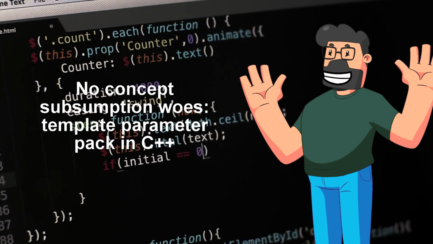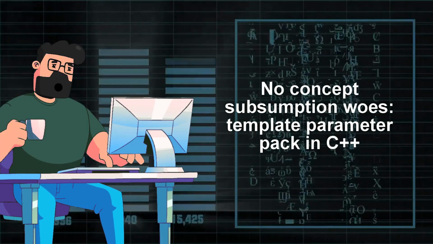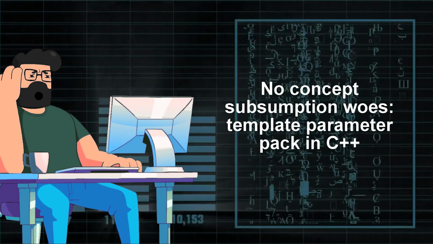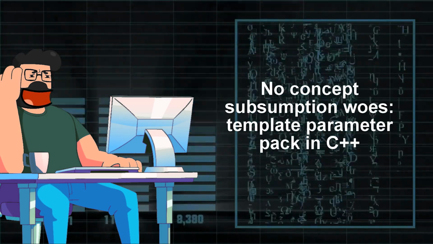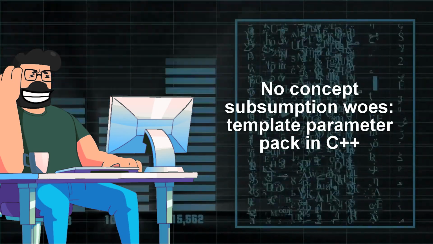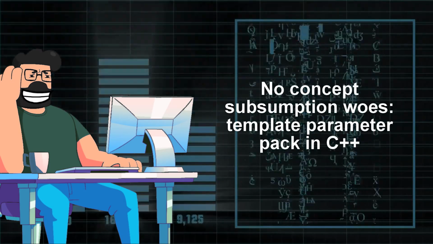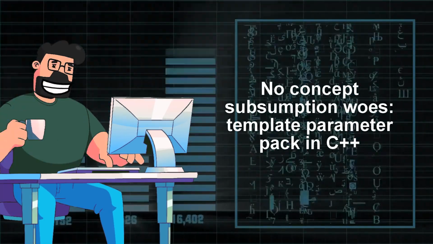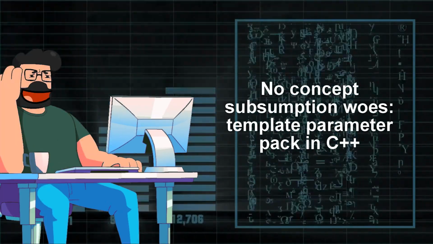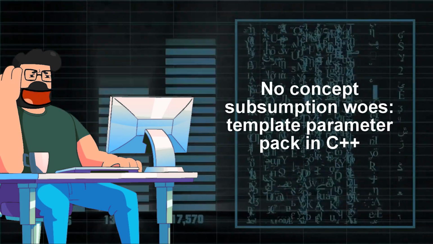based on concepts. In terms of a solution, currently, both GCC and Clang reject the code attempting to partially specialize a class with a template parameter pack using concepts. However, fear not, as a glimmer of hope shines on the horizon for C++26.